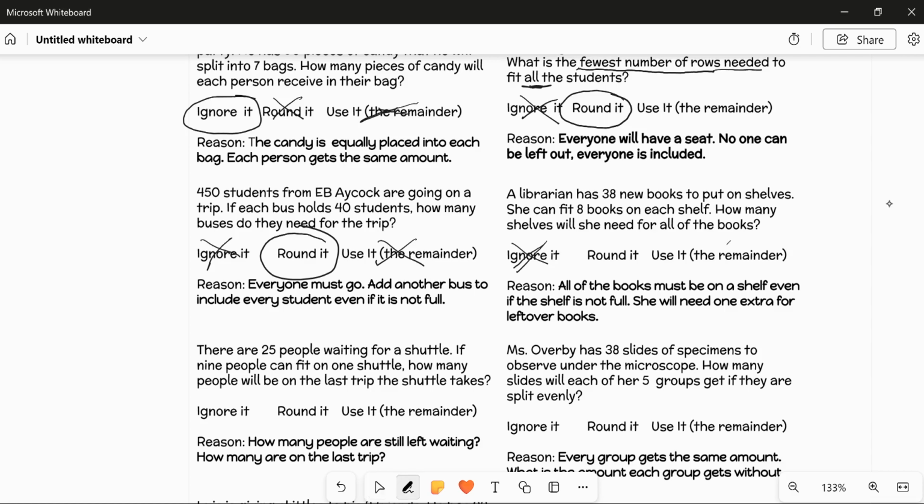We can't use the remainder as our answer because they're not asking about the leftover. They want to know how many bookshelves she's going to need in order to fit all. That leaves us with rounding it or adding one more. All of the books must be on the shelf, even if the shelf is not full. You'll need one extra for any leftover books there might be.